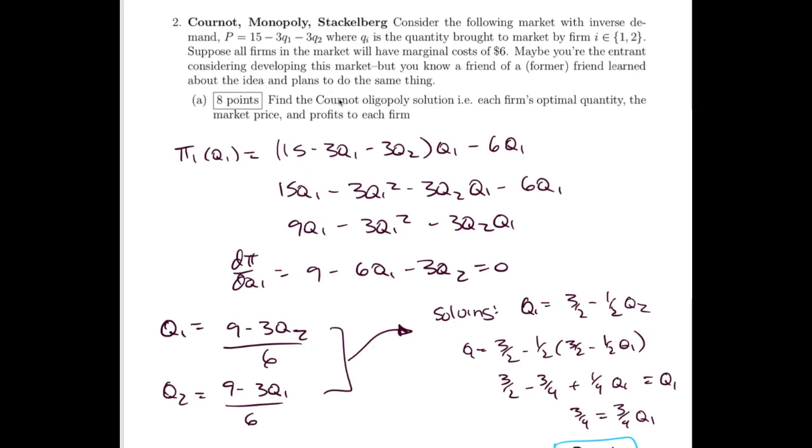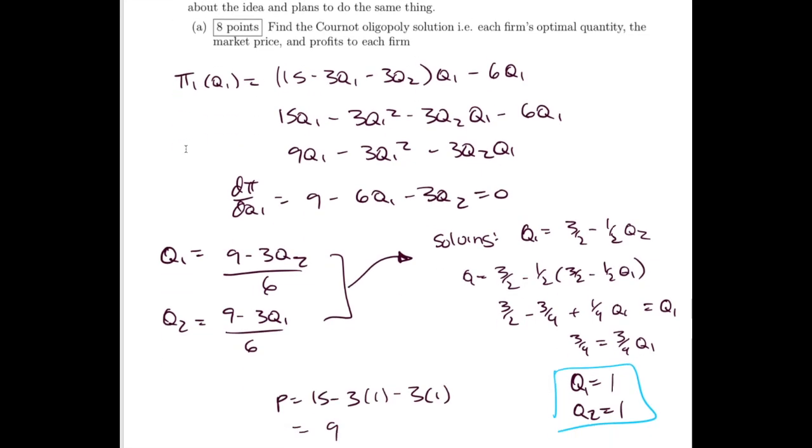So, the first thing is let's look at the Cournot oligopoly solution. So just using this inverse demand, well, since everybody has the same marginal cost, we'll have symmetry. We're only going to have to solve for firm 1's reaction curve, and then we'll know firm 2's reaction is going to be the same by symmetry because we have the same coefficients on Q1 and Q2 and the same marginal cost. All firms in the market will have marginal cost of 6.